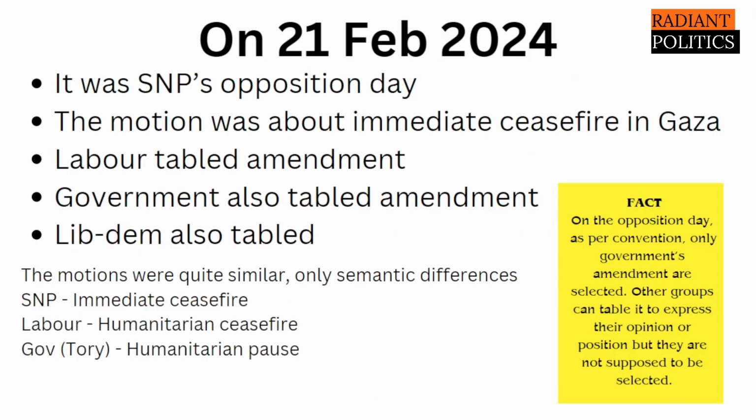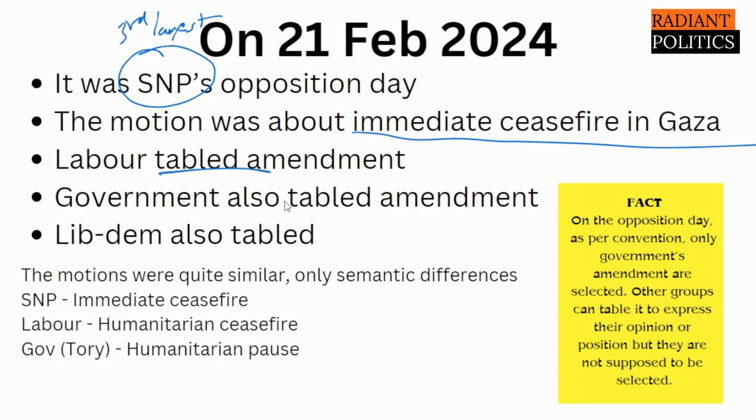We spent a very long time discussing the procedure. So now let's talk about what actually happened on the day in question. It was the third largest party's opposition day. The motion was about an immediate ceasefire in Gaza. Labour, the government, which is the Conservatives, and the Lib Dems tabled amendments.